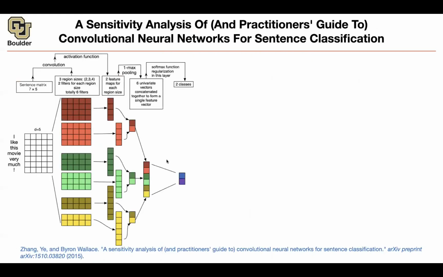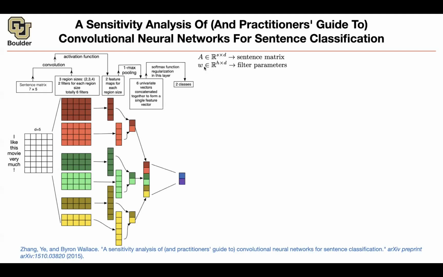Let's dig a little bit deeper into CNNs. Again, don't worry about the architecture yet. I'm going to break it apart. The only thing you need to worry about at this point is that your sentence can be represented as a matrix. A is your sentence.